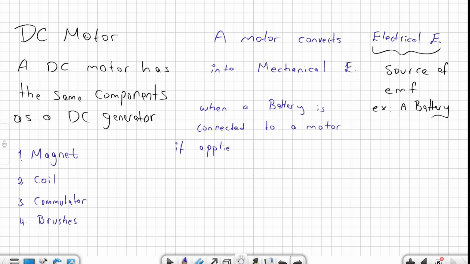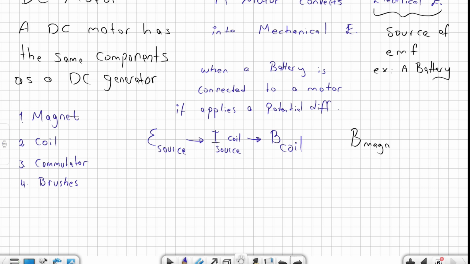it will apply a potential difference across the motor, and the potential difference will have its own current. So we will have a potential difference from the source. There will be a current coming from the source into the coil, and every current has its own magnetic field, which we have studied in section 2 of chapter 5. Now we have two magnetic fields in the same region, the magnetic field of the coil and the magnetic field of the permanent magnet. These two will repel each other and it will rotate the coil.